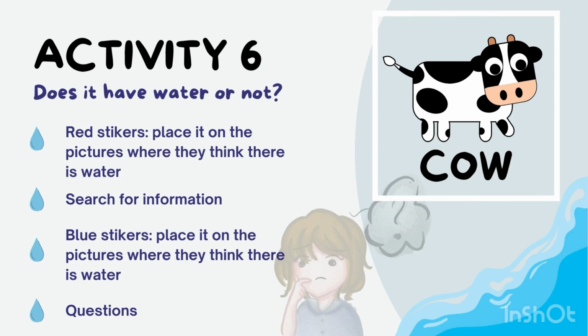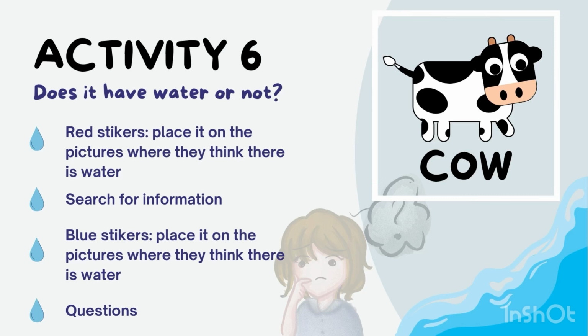To start with the activity, the teacher will look for images of different objects, such as a cupboard, a pencil, a car, and different living beings such as a turtle, a cow, a human being, a fish, and will place them on the walls of the classroom. Each student will be given a red sticker, and it will be explained to them that they should place it on the pictures where they think there is water.